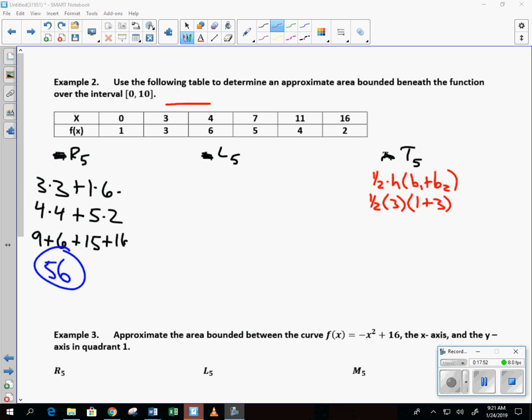So I'm going to draw another trapezoid. What is this dimension right here? 3. What's this dimension here? 6. What's this dimension here? 1. So what's the height? 1. What are the bases? 3 and 6. Do you see that? Okay, so I have 1/2 times 1 times 3 plus 6.